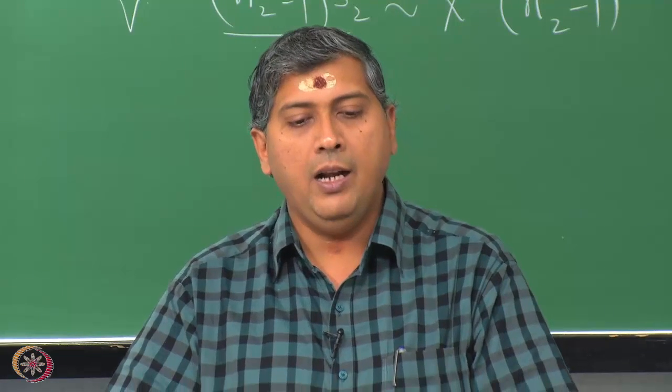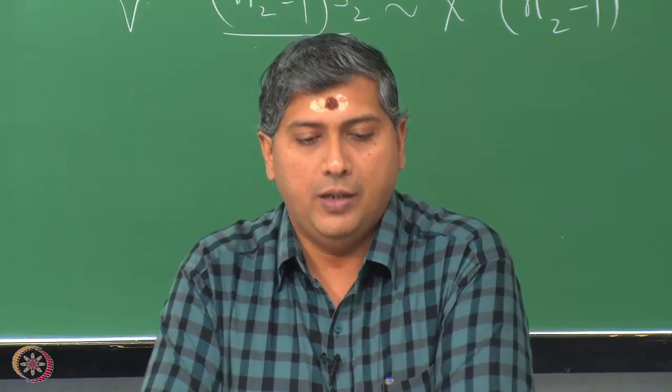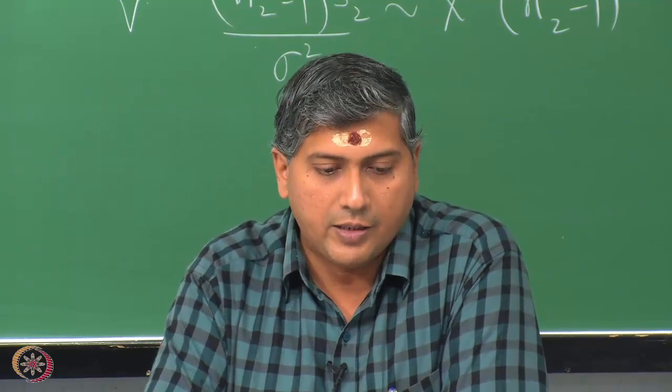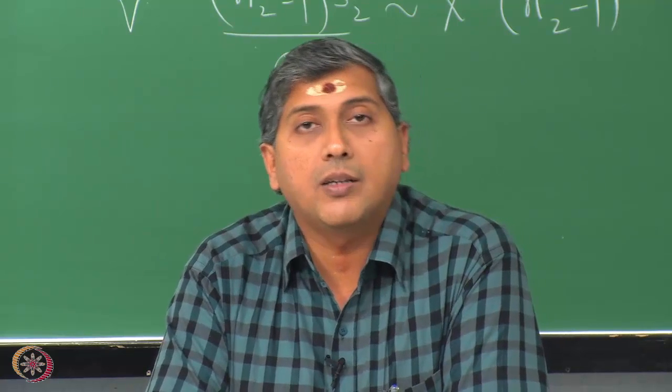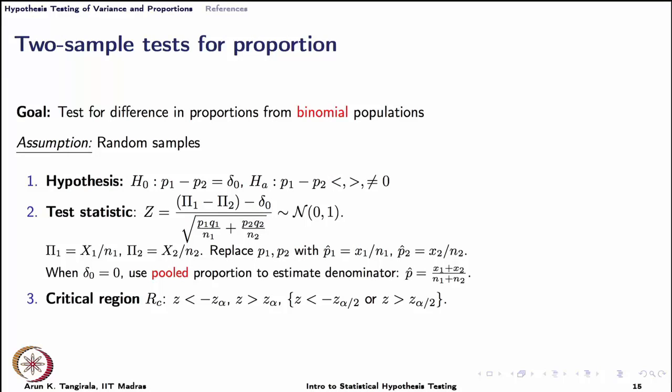Now, the final case of discussion in this lecture is concerned with the two sample test for proportions. So, what we want to do is test for differences in proportions from binomial populations. Again, very specifically we are saying binomial, and the assumption is that we have samples drawn randomly from the respective populations, and as usual by now you should be familiar with the procedure.